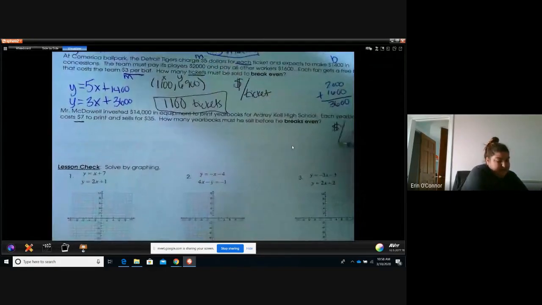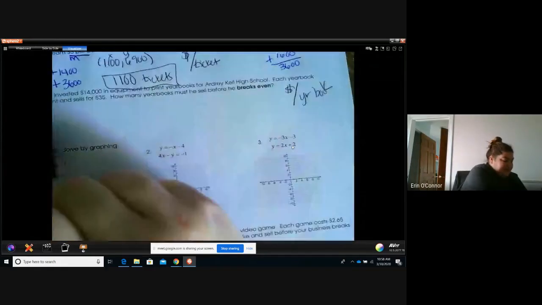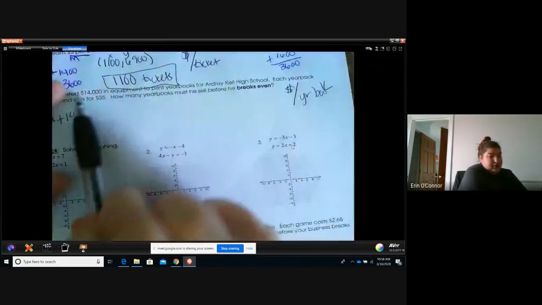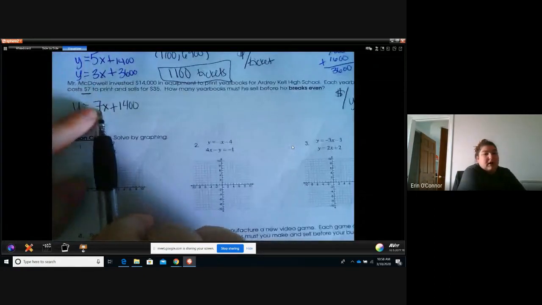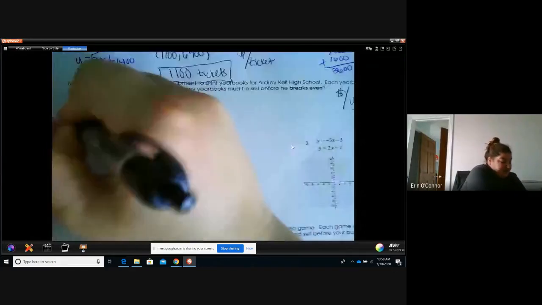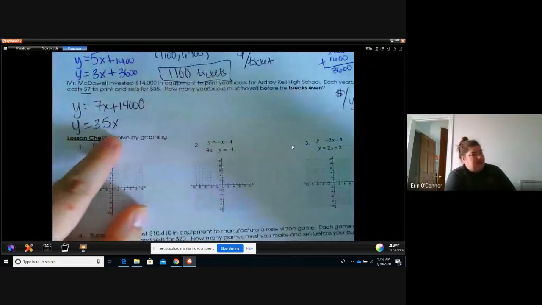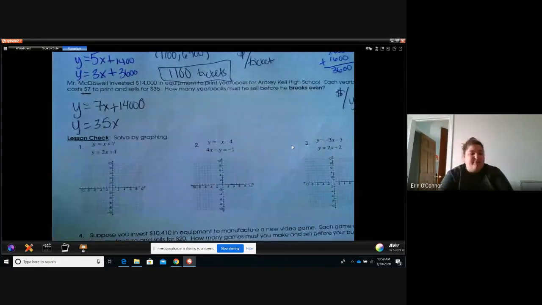So money per yearbook is our slope. And it's $7 per yearbook plus the amount of money he added on in equipment to print the yearbooks. So $7 per yearbook to print them plus the additional $14,000. Sorry, not $1,400. And then they sell for $35 per yearbook. Now, there's no additional fee they get for selling ads or anything. It's just $35 per yearbook.